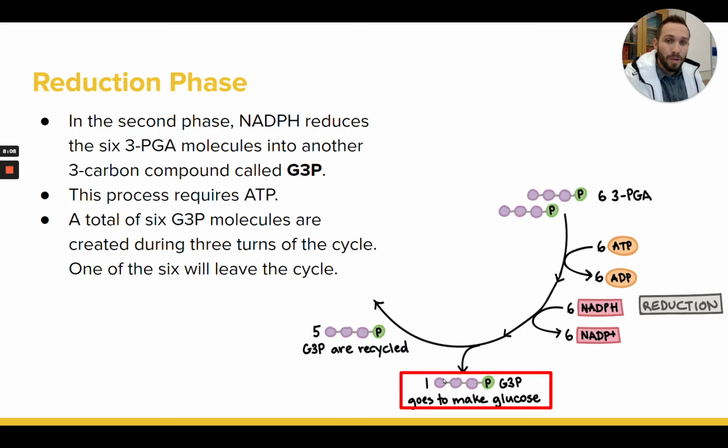So once you have 6 G3Ps, which will happen when you've done the cycle 3 times, you now will have a leftover G3P that gets to leave the cycle, and then the plant cell gets to use this G3P to build lots of different things, including glucose, sugar, and other organic molecules. But the other 5 G3Ps that we made have to continue on into the last phase of the cycle, and they're going to be turned back into RuBP.